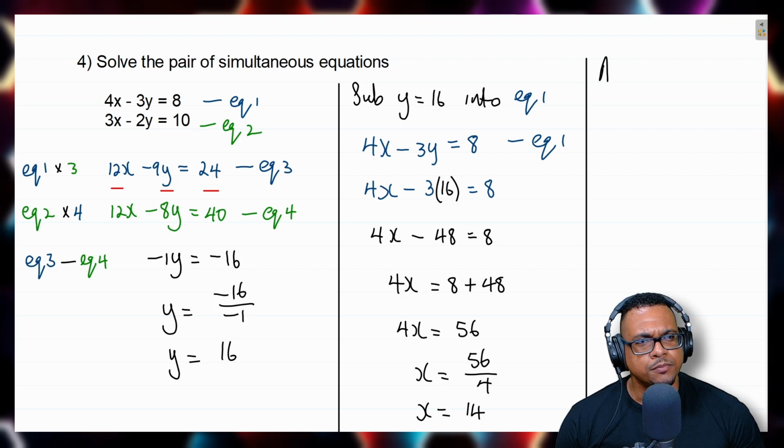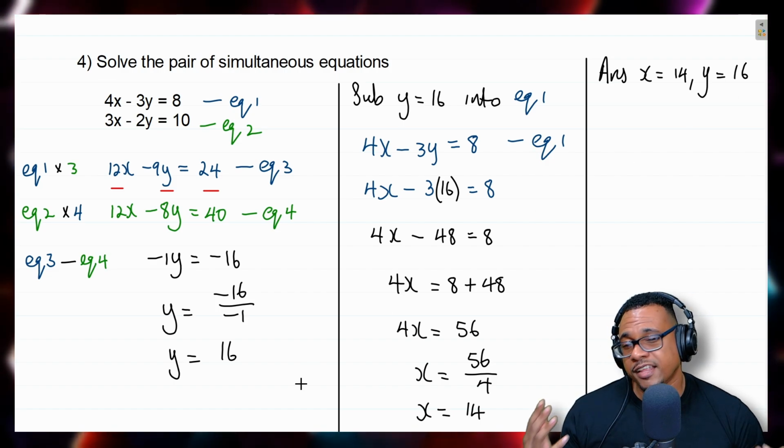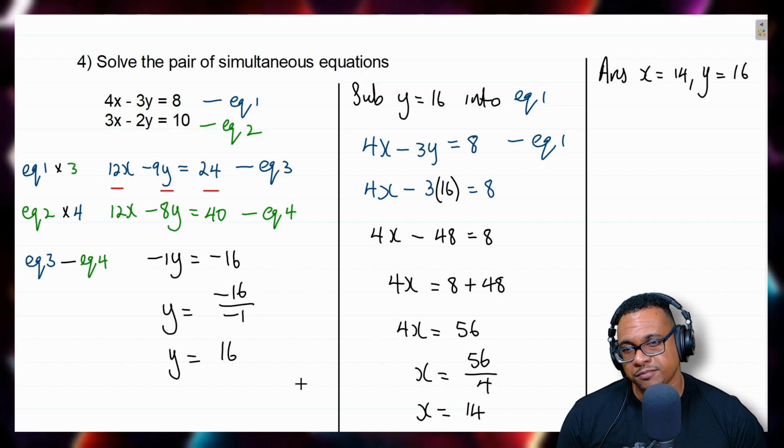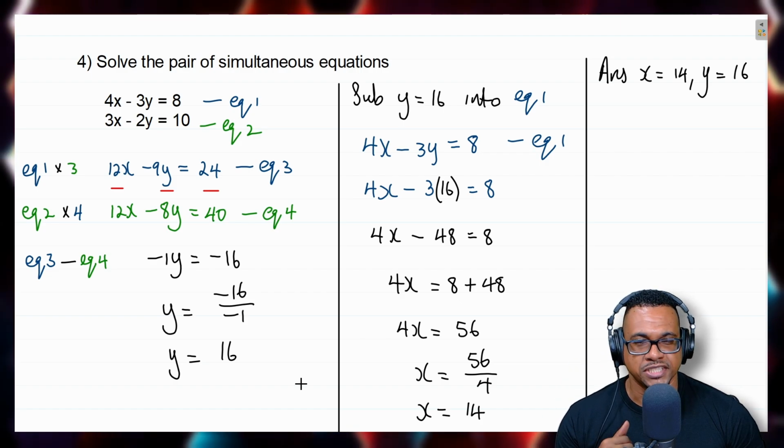So my answer would be x is equal to 14 and y is equal to 16. And that will bring us to the end of this video using the elimination method to solve simultaneous equations.